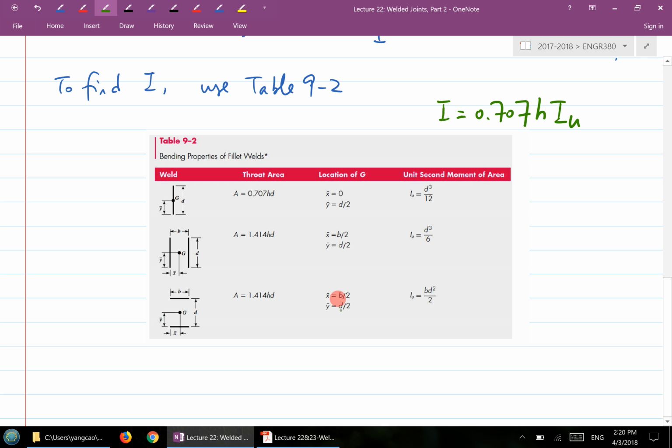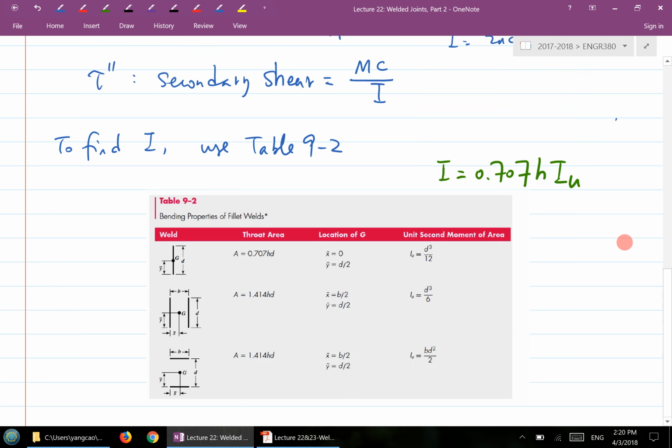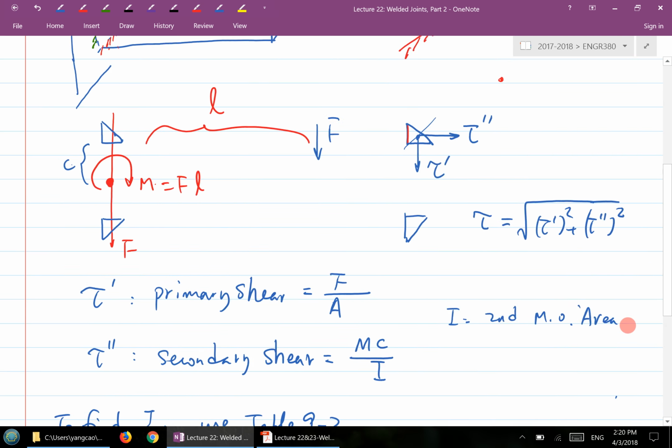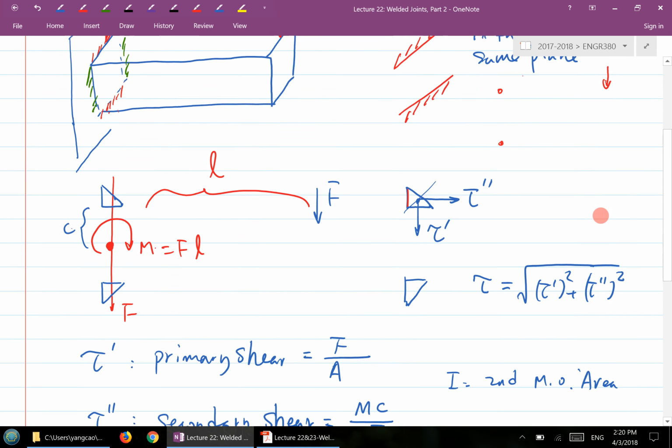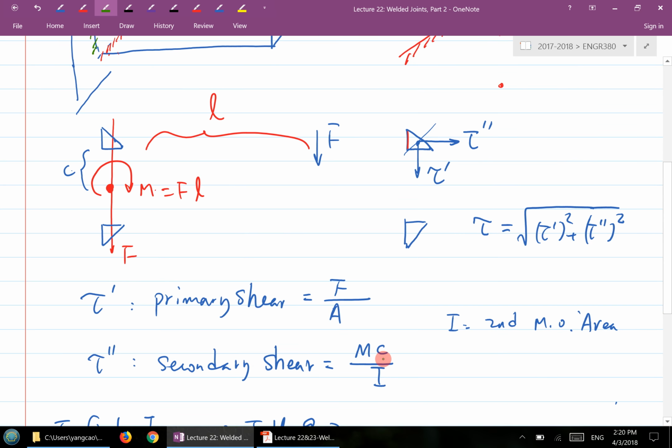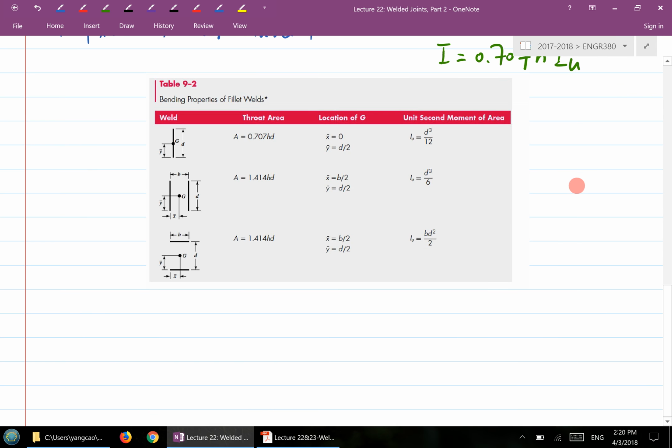And also some of the parameters here. This one probably doesn't matter, but some of the geometries like X bar, Y bar could be useful when you do some calculations for the shear stress, but not this one. The case 1 it will be useful. So let's see the C value. The C value here, in this case half of D, and in this case, it's still half of D. Yeah, the C value.